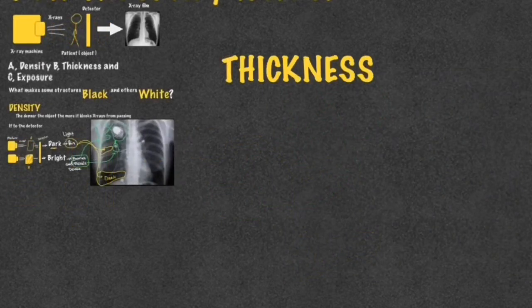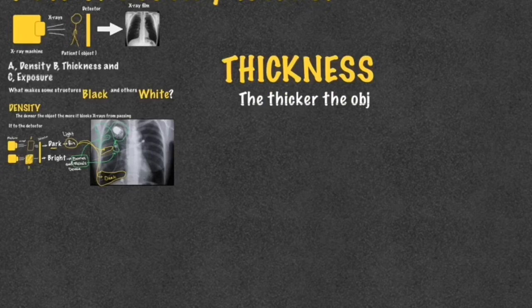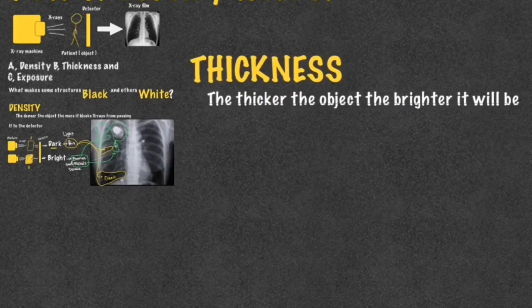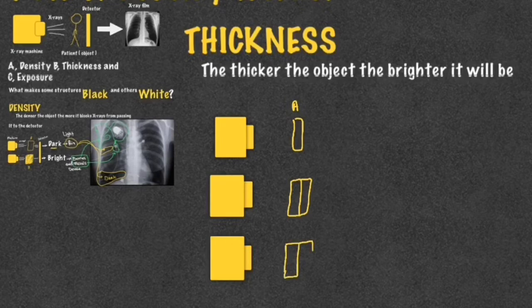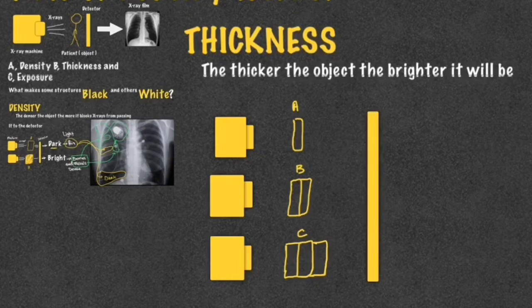Now the second is the thickness of an object. If the object is thick, it will again block the X-rays, so it will be brighter. So the thicker the object, the brighter it will be on the X-ray film. Now here we have three examples: A, B, and C. As you can see, the thickness is changing. A is thin, C is thicker.